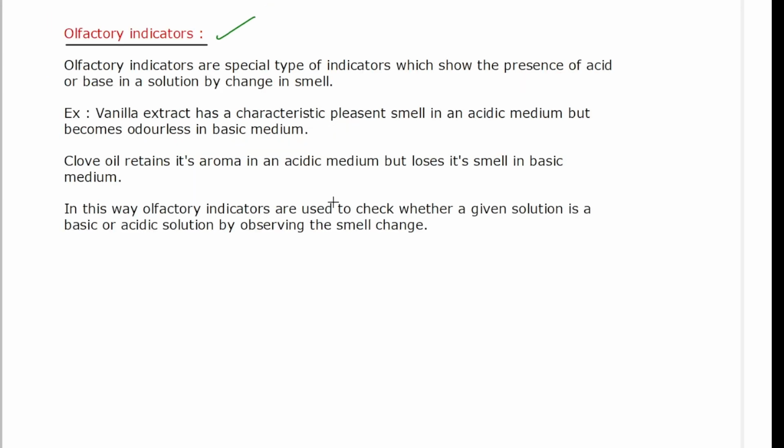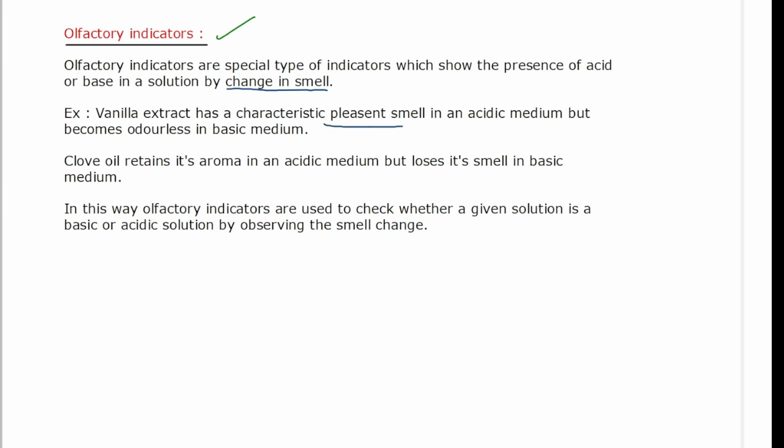Now we are going to see a special kind of indicators, that is olfactory indicators. These indicators will show the presence of acid or base not by change in color but by change in smell. This is the speciality of olfactory indicators. These will indicate the presence of acid or base by change in smell. We have different examples for that.